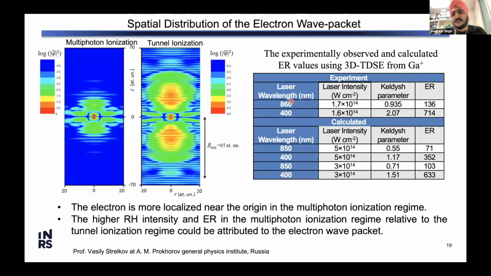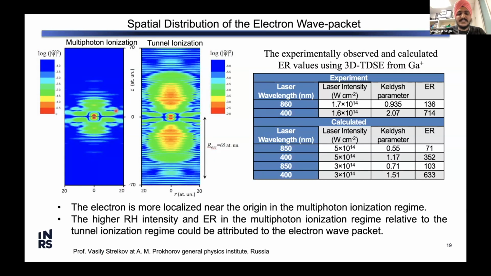To understand why the enhancement ratio increases when we increase the Keldysh parameter, or why the enhancement ratio increases when, instead of ionization by tunnel ionization, we have ionization by multiphoton ionization, we looked at the wave function of the electron at two different conditions, one for the multiphoton ionization condition and the other for the tunnel ionization condition. These calculations were performed by our collaborator, Professor Vasily Strelkov.